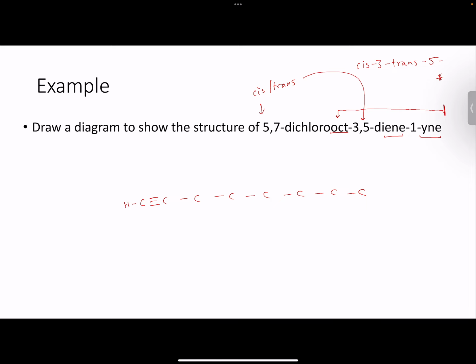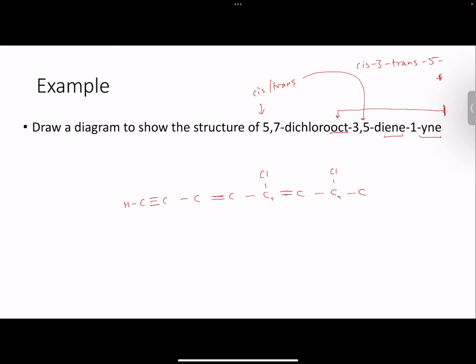On carbon 5 and 7, which is here and here, I've got a chlorine group. We're just going to draw these up or down at this point because they're single bonds. Carbon 3 has a double bond connecting to carbon 4, and carbon 5 to carbon 6 also has one. So in this case, you can see that the cis or trans would make a difference.